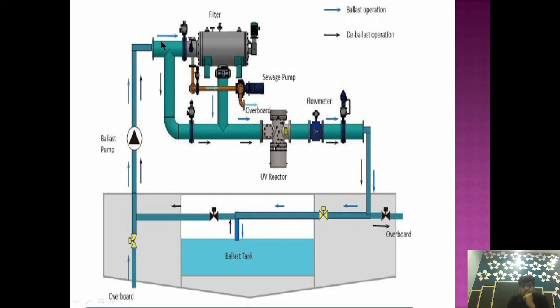Now we are not passing through the filter; we will directly pass it to the UV reactor, and then from here we are passing to the overboard. So one more time I will tell you, during ballasting it is going from here, here, and it is coming to the tank. Now deballasting, from here it is going to here. This time not to the filter, through the UV reactor, and then overboard. This is how ballasting and deballasting operation is carried out.